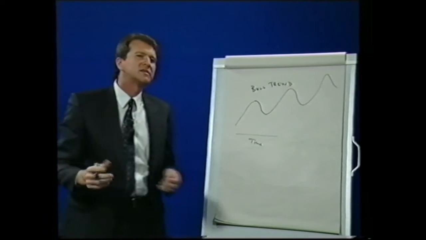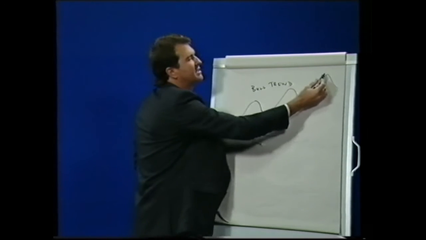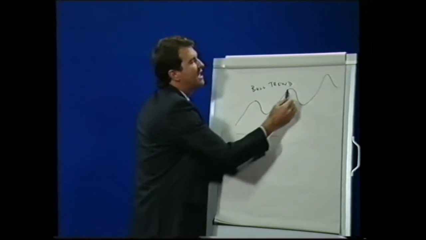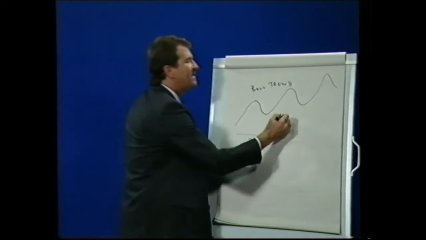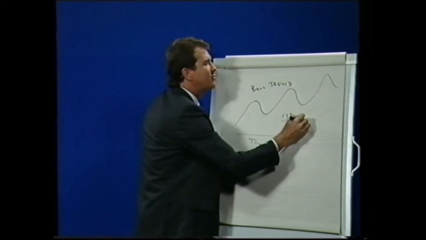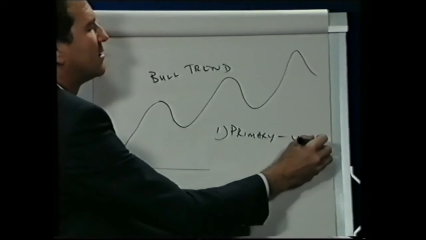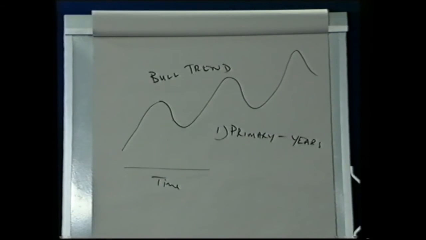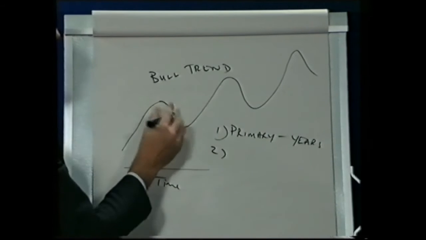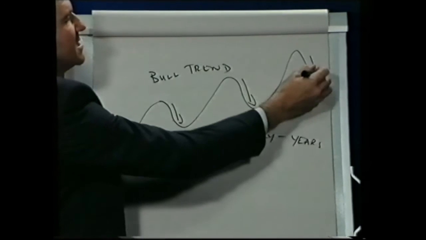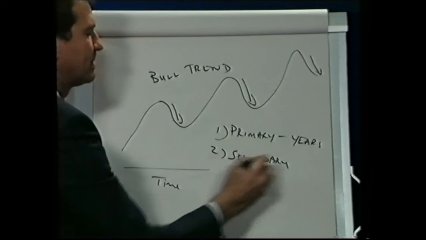In terms of Charles Dow's definition of a bull trend, it's a series of higher highs and higher lows. The highs getting higher and the lows also getting progressively higher. That is described as a primary trend, and it lasts for a period of years. Within that primary trend, there are phases when the market is coming off. These phases are reactions against that primary trend. We call them secondary reactions.